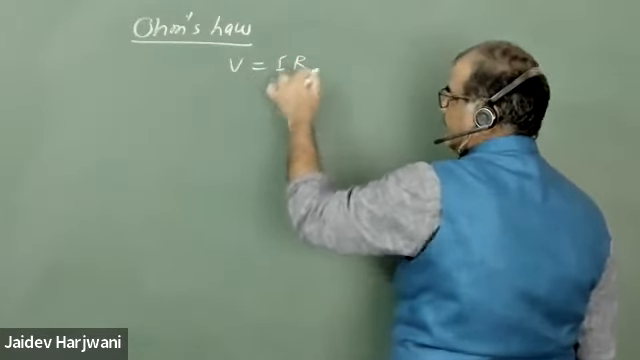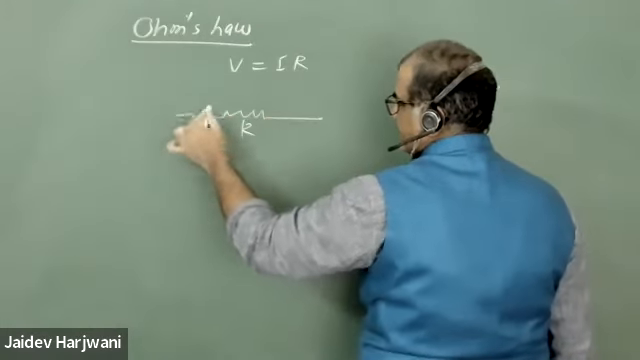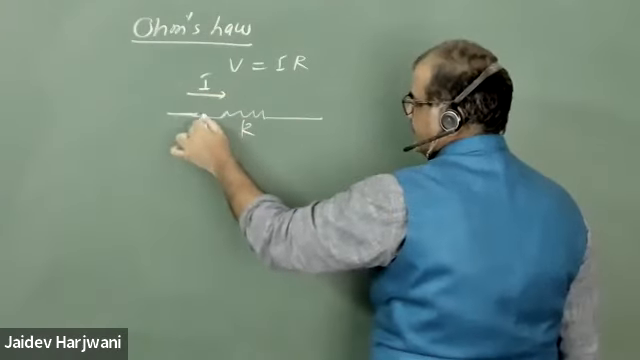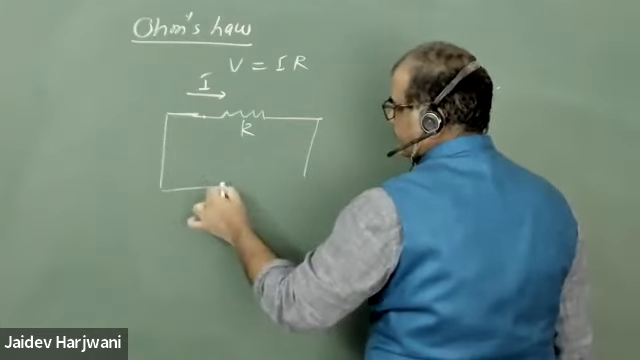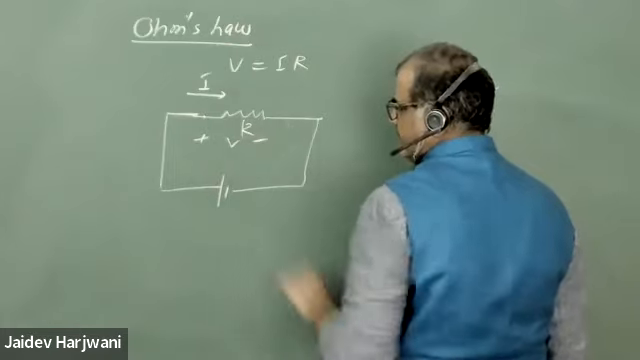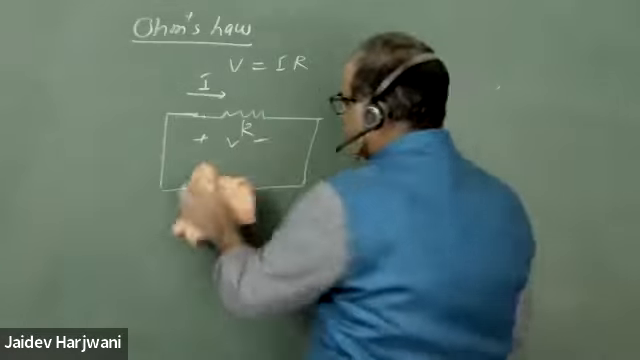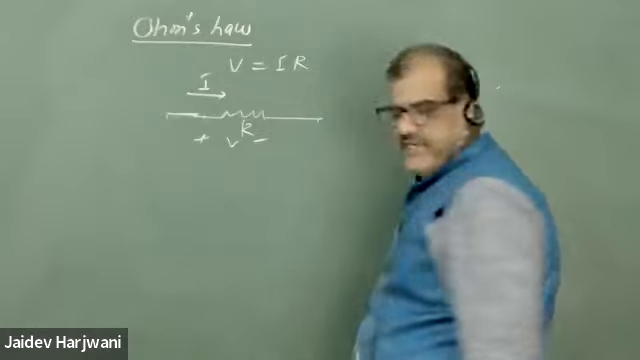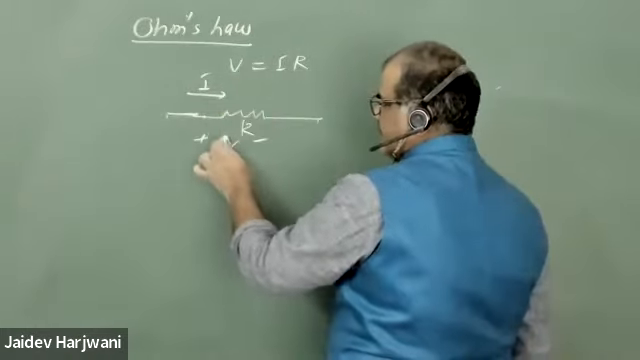V equals IR means that when a current I is flowing across a resistance R, there is a voltage difference. Suppose I am applying a battery here, say V. If there is only one resistance here, whatever voltage we apply will drop across it. So the voltage drop is V equal to IR.